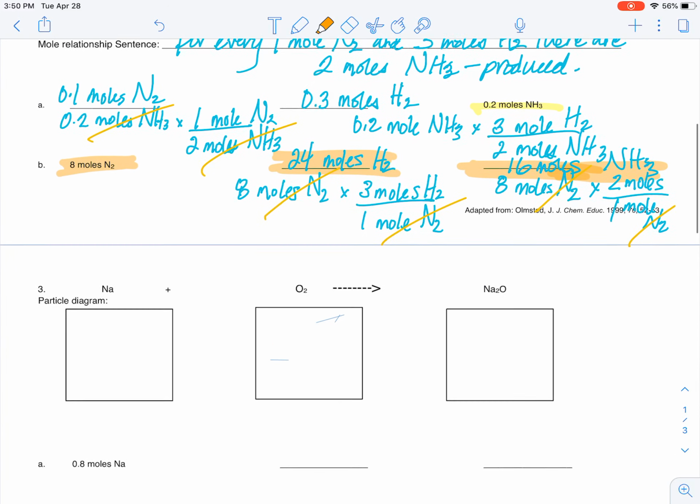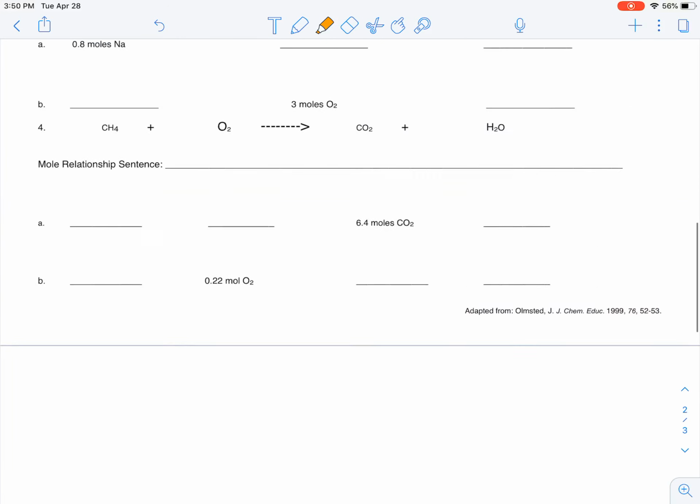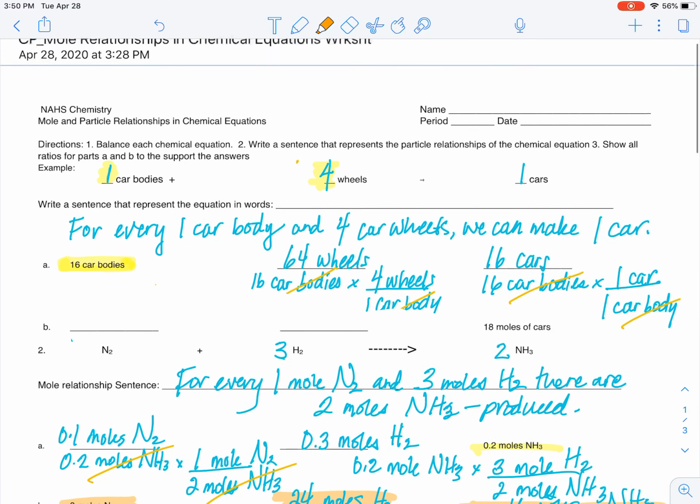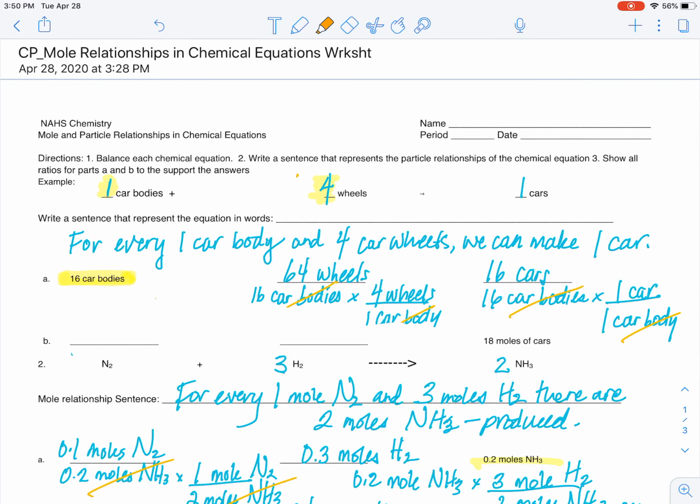Okay. So go ahead. I want you guys to finish up this worksheet for homework. And I think you need to check and correct it then on Thursday later this week. So let me know if you have any questions.